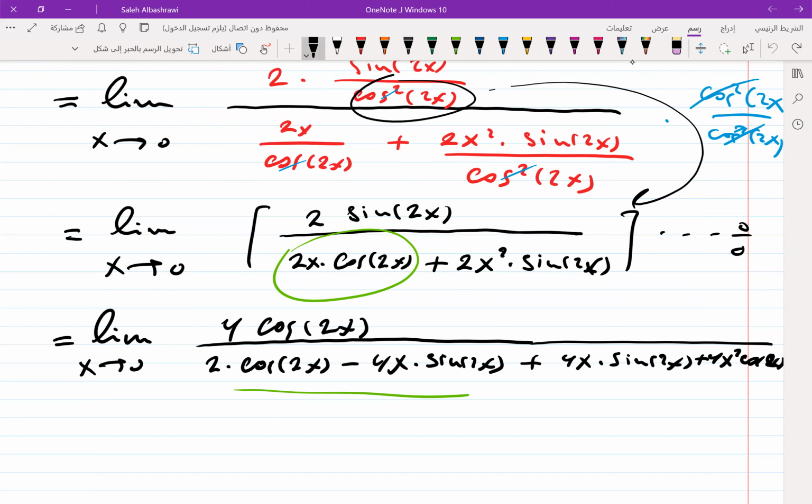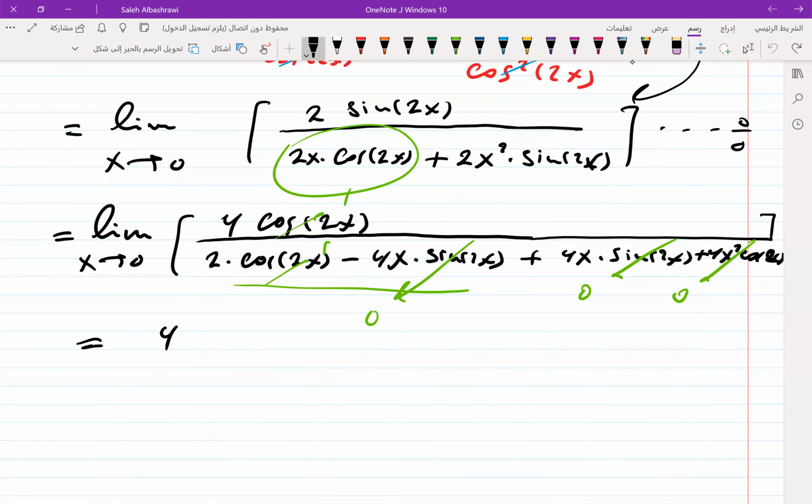As x goes to 0, replace x by 0. This one will be 0, this is 0 and this is 0, and cosine of 0 is equal to 1, and this is equal to 1. So I will have 4 over 2. So the limit for this function is equal to 2. The answer for this question is that the limit equals 2.